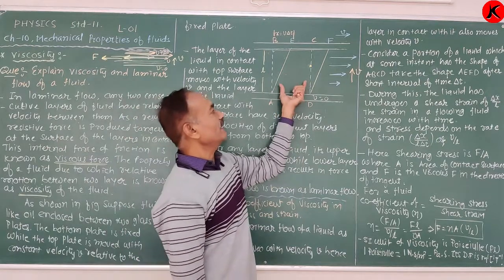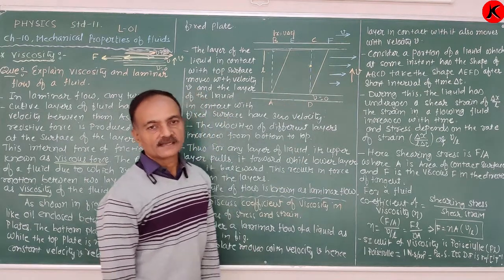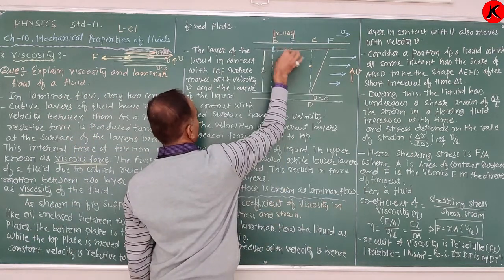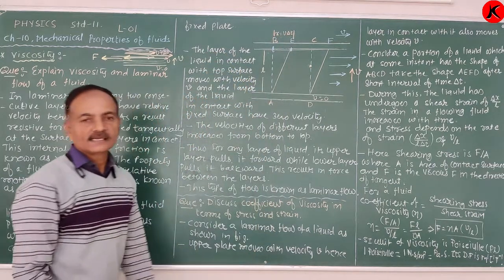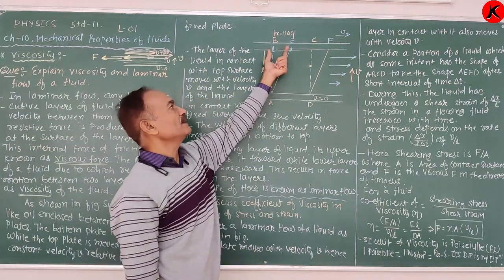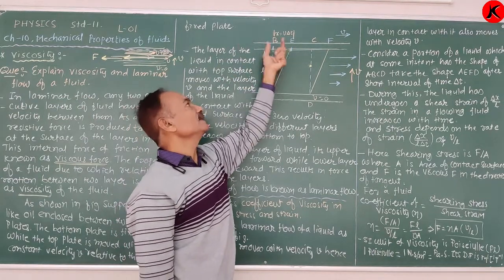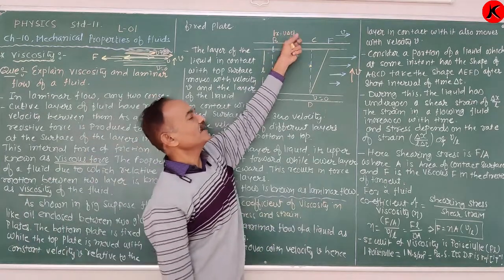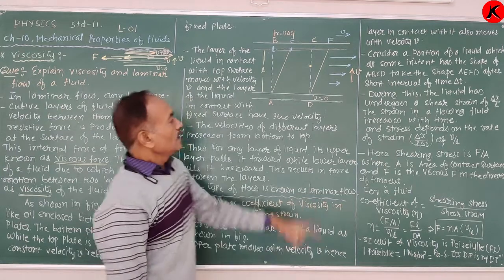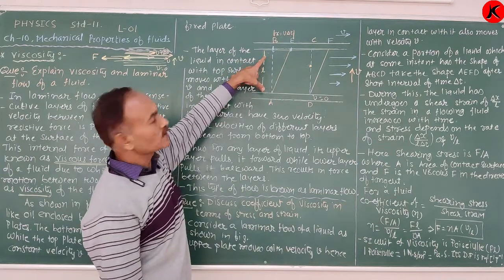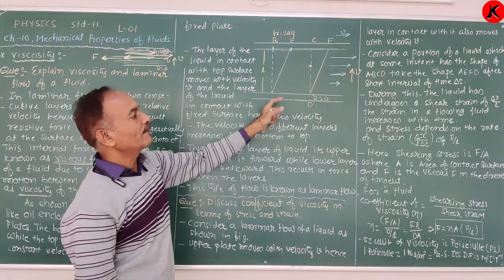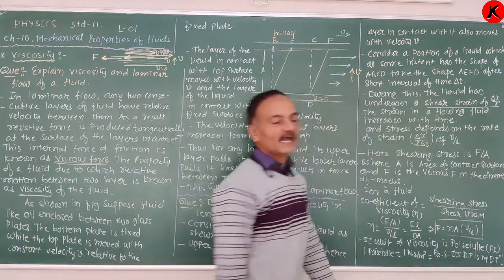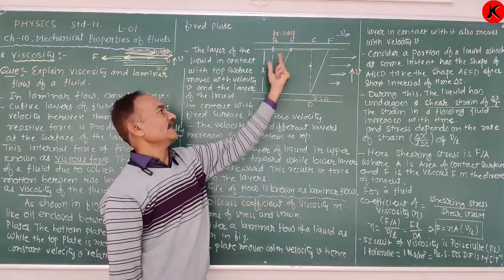Doing this, the liquid undergoes a shear strain. There is our x. x is equal to v into delta t: how much distance is traveled by point B of the fluid with velocity v in delta t time. Therefore, x is equal to v into delta t. Now, the width of the fluid portion is L. Therefore, the shear strain is delta x upon L.